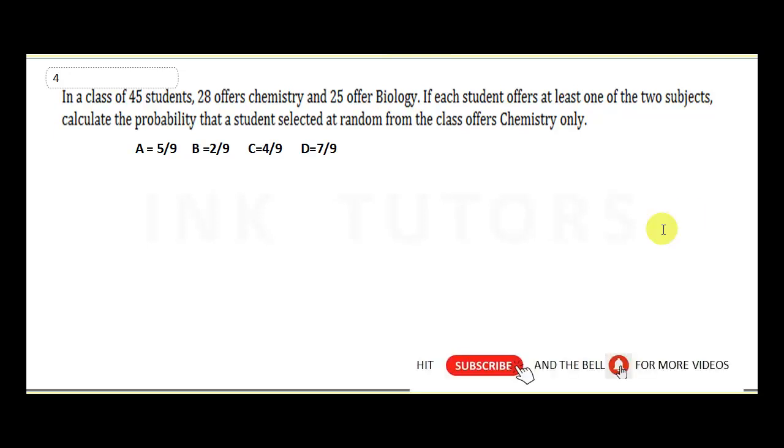In a class of 45 students, 28 offer chemistry, 25 offer biology. If each student offers at least one of the two subjects, calculate the probability that a student selected at random from the class offers chemistry only.